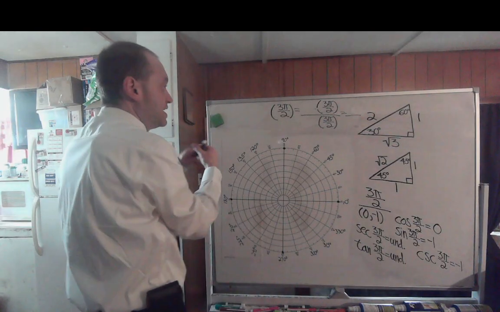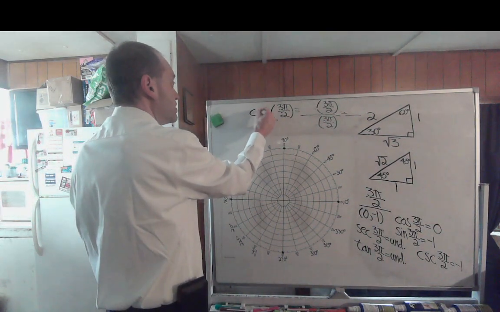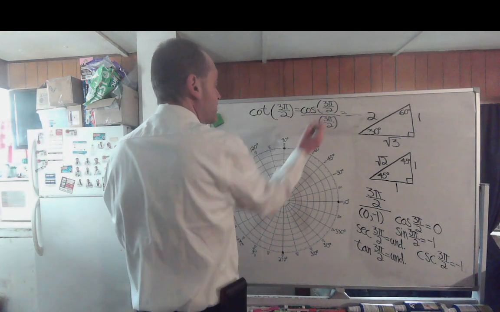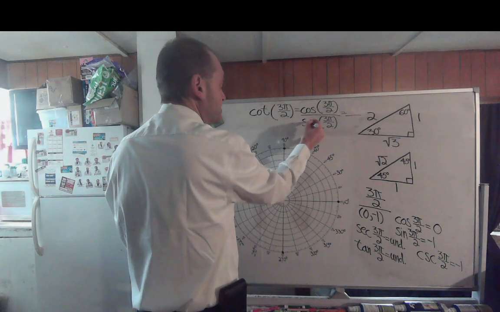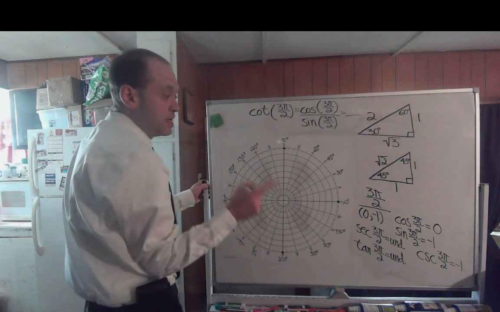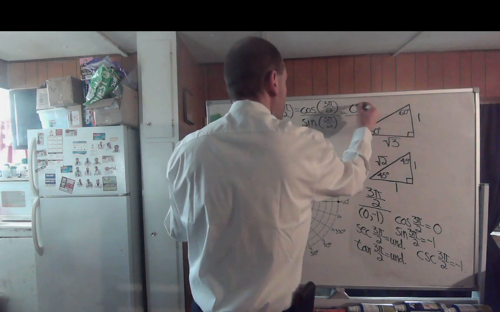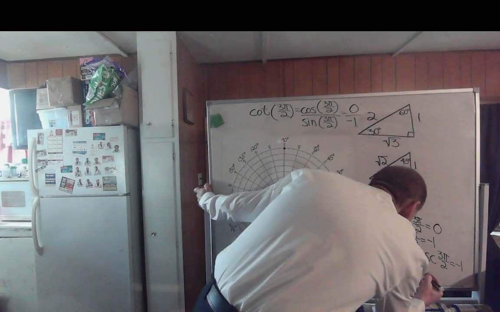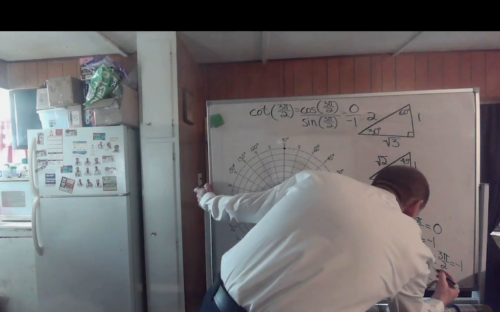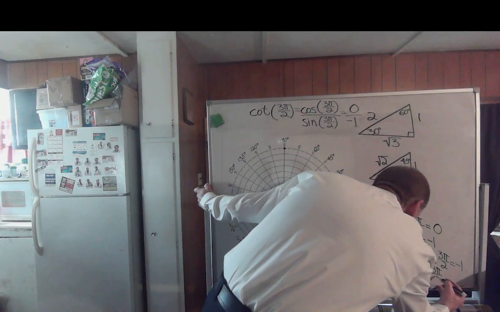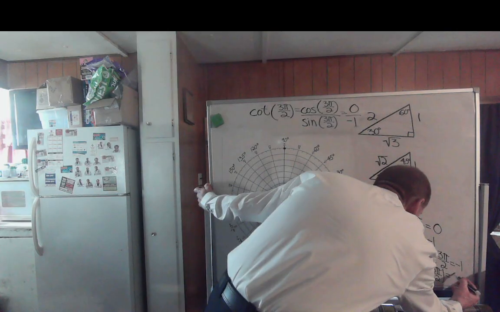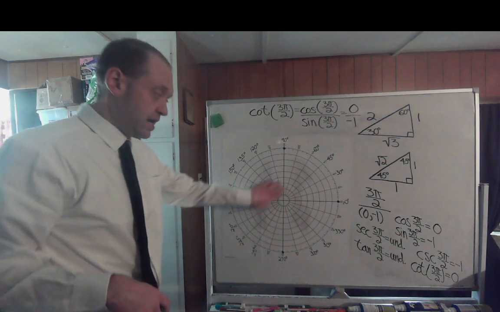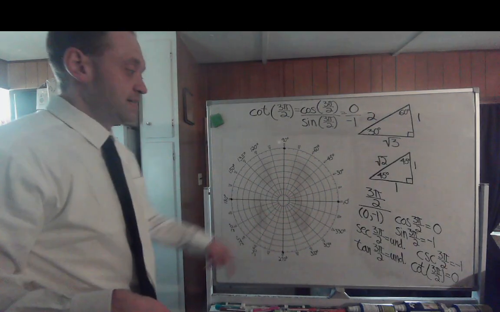I'm sorry, the cotangent, excuse me. So the cotangent of 3 pi over 2 is the same as the cosine of 3 pi over 2 divided by the sine of 3 pi over 2. The cosine was 0, the sine was -1, well, 0 divided by -1 is 0. So the cotangent of 3 pi over 2 is equal to 0. So those are your 4 main angles right on the axes.